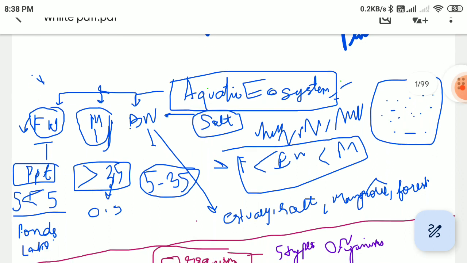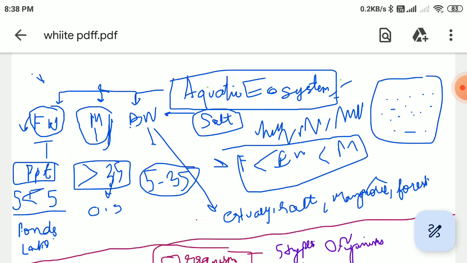As you can see on the screen, if the salt content is less than 5 ppt, then it falls under freshwater ecosystems. If the salt content falls within the range of 5 ppt to 35 ppt, then we put it under brackish water ecosystems. And if we get a salt content greater than 35 ppt, then we put it under marine ecosystem. I've already said that shallow seas and open oceans are examples of marine ecosystems.